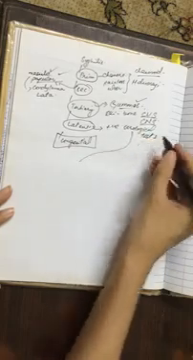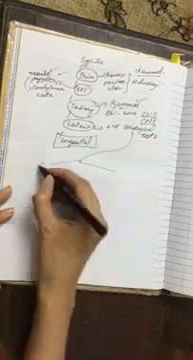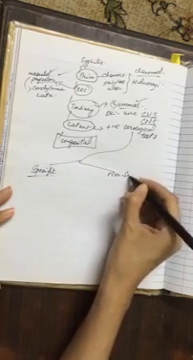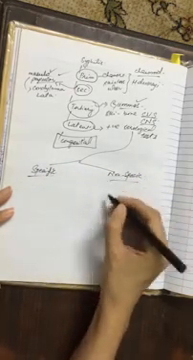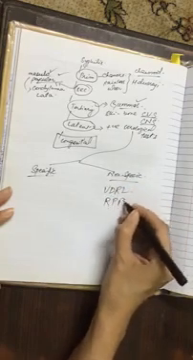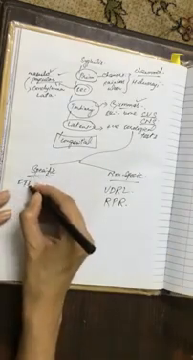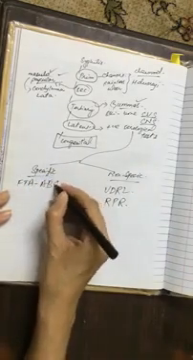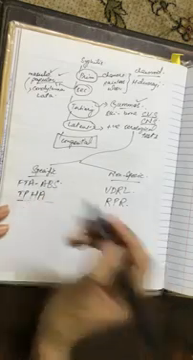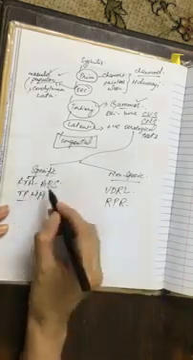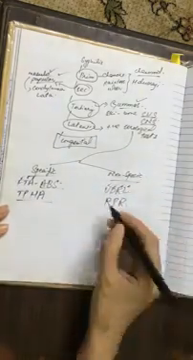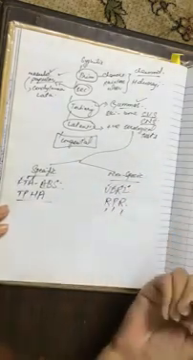Now, what are these serological tests? Two types: specific and non-specific. Non-specific are VDRL and RPR, and specific are FTA-ABS and Treponema pallidum hemagglutination test. Fluorescent treponemal antibody absorption test, venereal disease research laboratory, and rapid plasma reagin test.